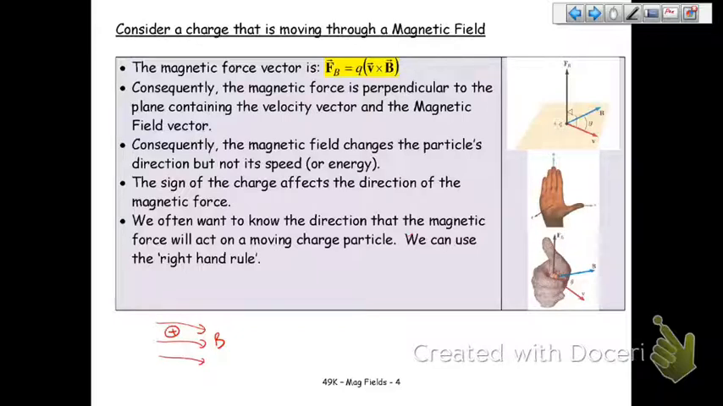Same kind of idea. That's all for positive charge. Negative charge, you get the opposite answer. So what I do is I just do it for a positive charge, and I say, what sign charge is this? It's negative. Oh, it's the opposite direction. It's the easiest way. You don't need another rule.